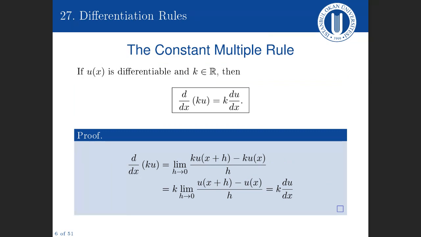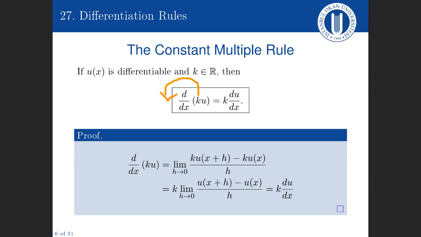Our next rule is called the constant multiple rule. That's the rule we use if we have a function multiplied by a number. If u is a differentiable function and if k is a number, then the derivative of ku is equal to k multiplied by the derivative of u. What this means is if we have a number, in this case k, inside a derivative, we're allowed to take the number outside of the derivative.